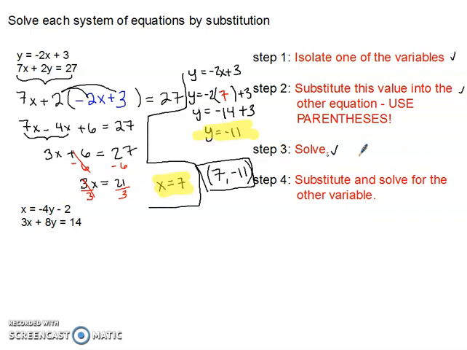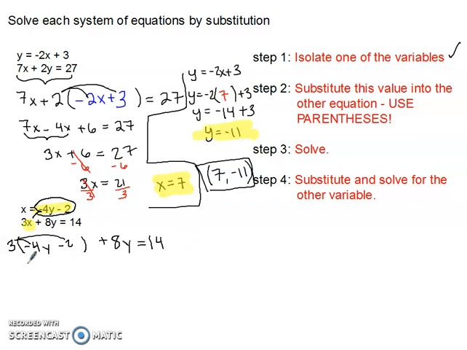So step 1, isolate one of my variables. Looking at my system of equations, I see that x is already isolated, and I know what x equals, and that is negative 4y minus 2. So step 1 is done. Now I take that value of x and I replace it for x in my other equation, making sure to use parentheses. So 3 times x plus 8y is equal to 14. My x value that I'm replacing is actually the negative 4y minus 2. I just took what I know that x equals and replaced it in that second equation.